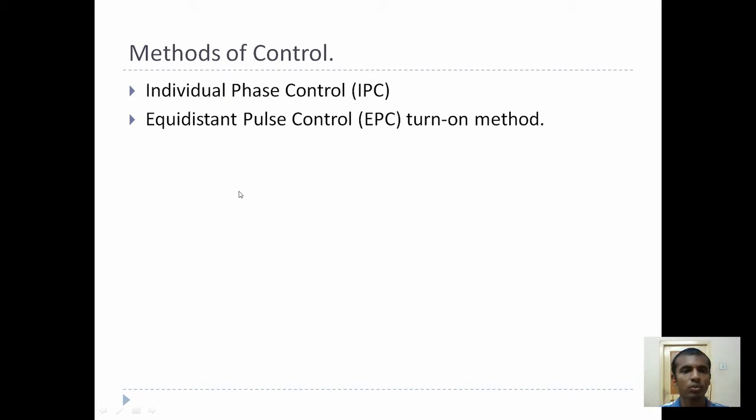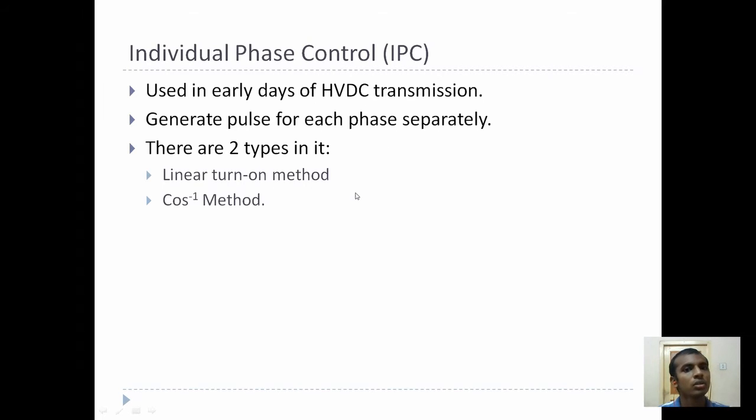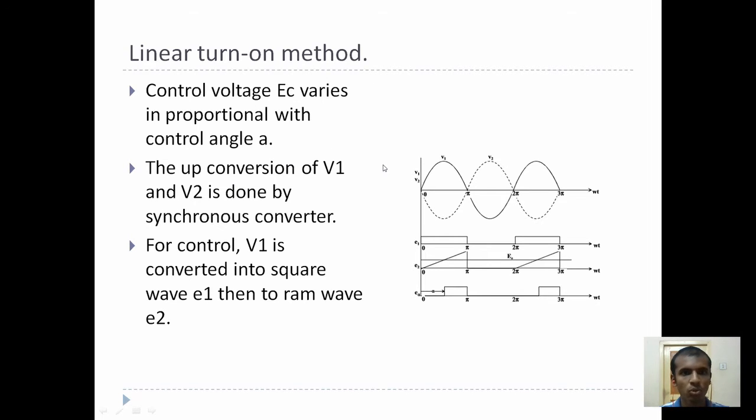Methods of control. There are two methods: individual phase control and equidistance pulse control. So first we are going to see about individual phase control, IPC. Used in early days of HVDC transmission, it generates pulses for each phase separately. There are two types in it: linear turn on method and cos inverse method. So first we are going to see about the linear turn on method.